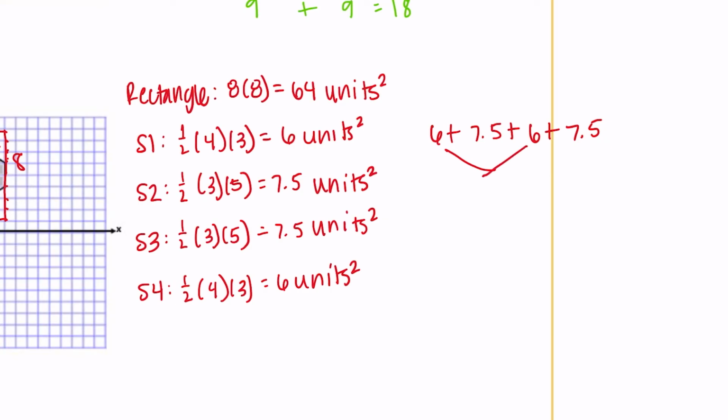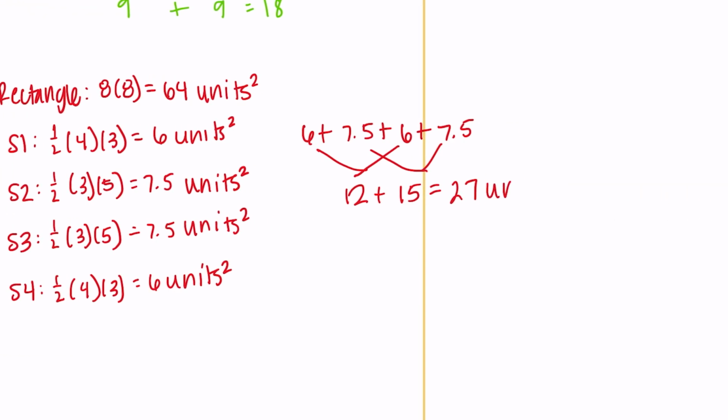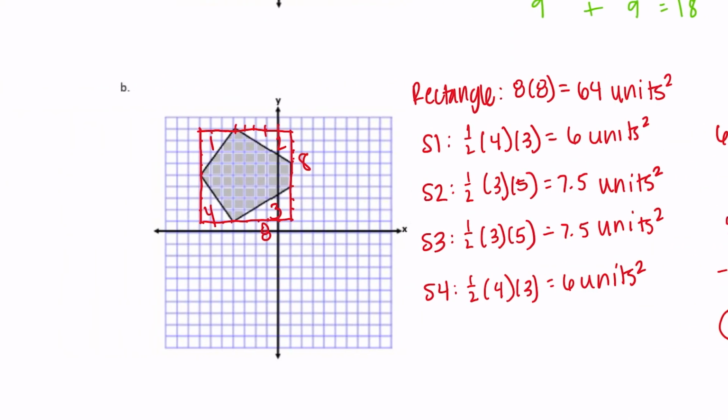Okay, so let's add the 6 plus 7.5 plus 6 plus 7.5. So the 6 plus 6 gets me 12, and 7.5 plus 7.5 is 15. 12 plus 15 is 27. So all of these outside triangles add up to 27 units squared. And I just need to take that out of the whole rectangle. 64 minus 27. We get 37 units squared. That would be the area of the polygon on the inside.